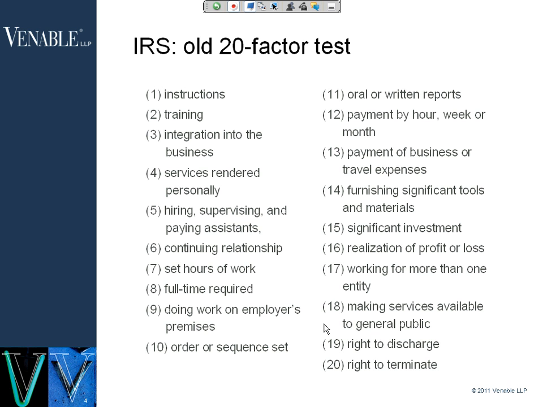This is an old test, actually, although I still see it referenced all the time, the 20-factor test. There's 20-factor tests, 6-factor tests. I think there's a 13-factor test at some point. They all sort of overlap, is the good news, and they all have that control as a common element. So you'll hear us talking about the different tests. Try not to get too caught up in that as opposed to the substance of what each of the tests mean.